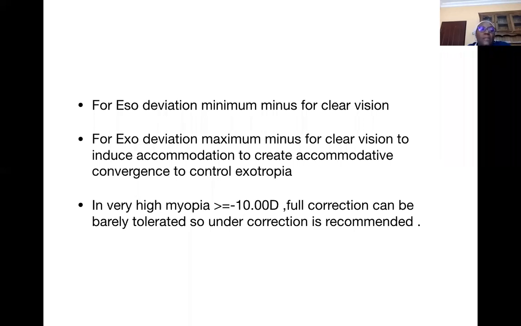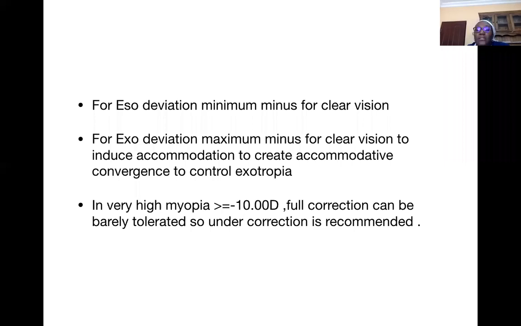Then, as I said earlier, in very high myopia of more than minus 10, full correction can barely be tolerated. So undercorrection is recommended, but you can gradually increase it depending on the visual function of the child and the needs.